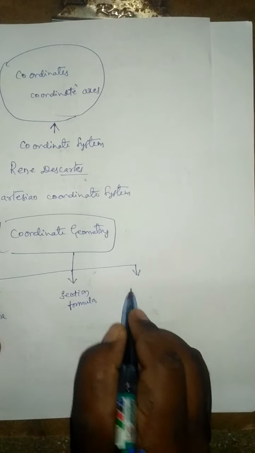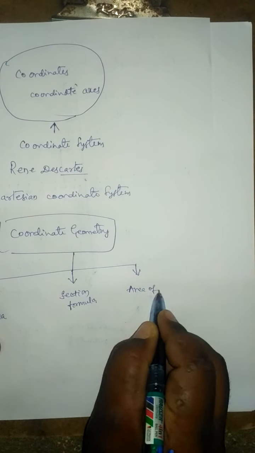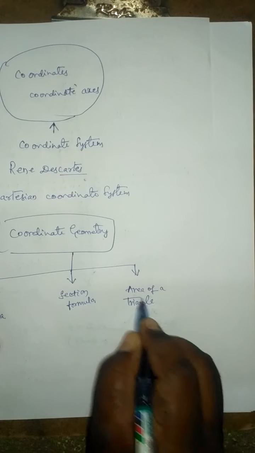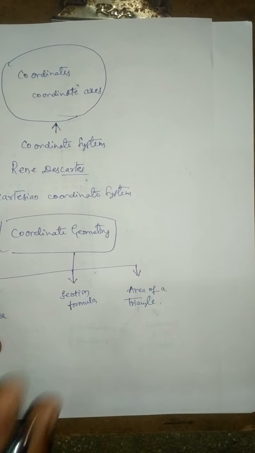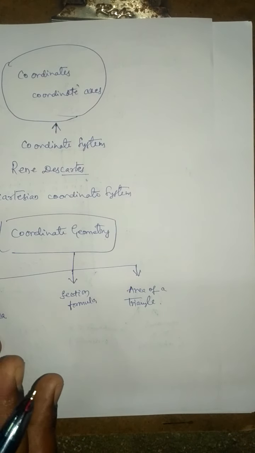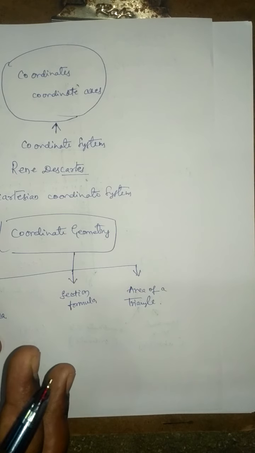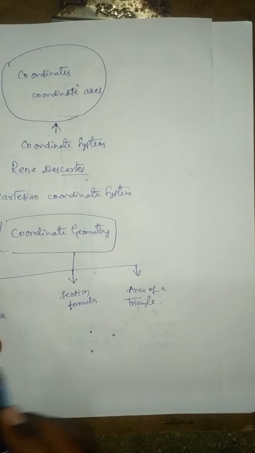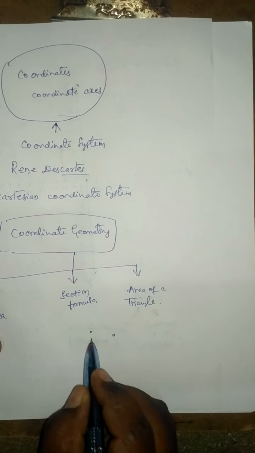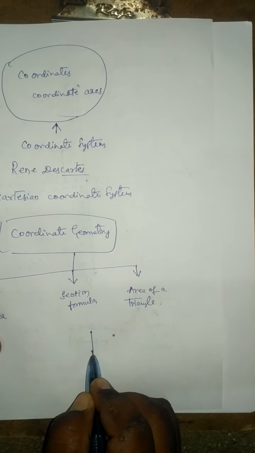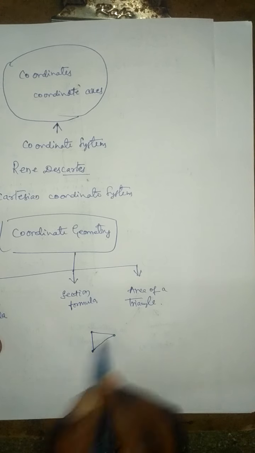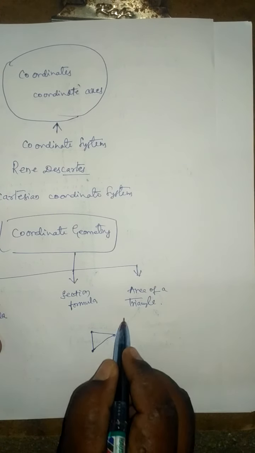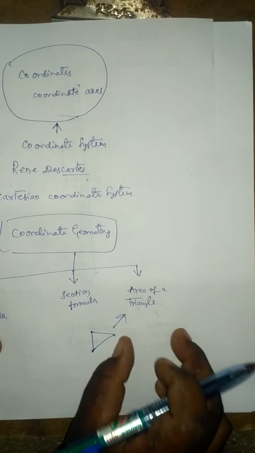And the third one is the area of a triangle. It means in the Cartesian system, if any three coordinates are given, then how do we find the area? If you join all these three coordinates, it will form a triangle, right? So how to find the area of a triangle, we are going to study in this part.